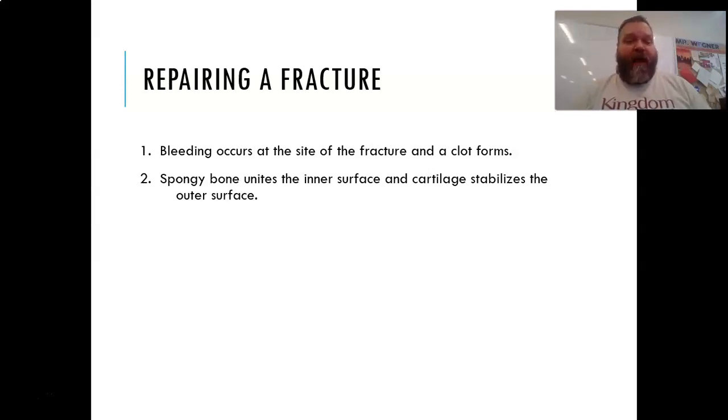Repairing a fracture, here's what happens. Bleeding occurs at the site of the fracture and a clot forms. So let's say I break my arm. Bleeding is going to occur at the site where the bone break happened, or the fracture, and a clot starts to form. The spongy bone unites the inner surface and the cartilage stabilizes the outer surface.